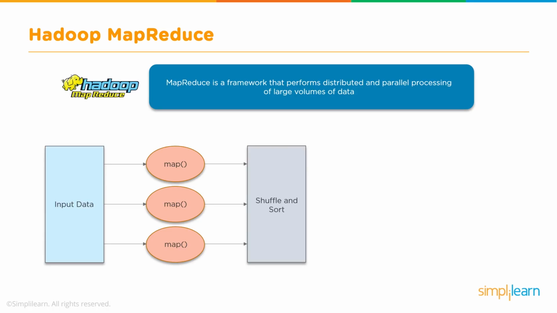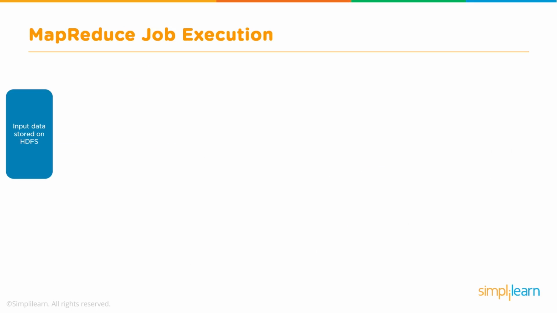The intermediate data which is generated by map has to be sorted and shuffled, finally forwarding it to the reducing phase, where you have a reducer function responsible to do the aggregation, and then you would have your output data. So this is how it would look when we talk about MapReduce job execution.